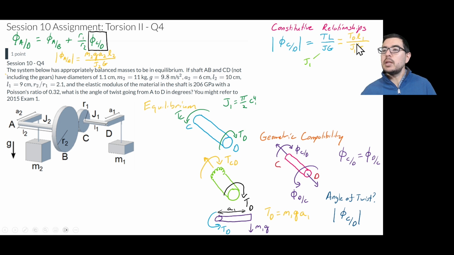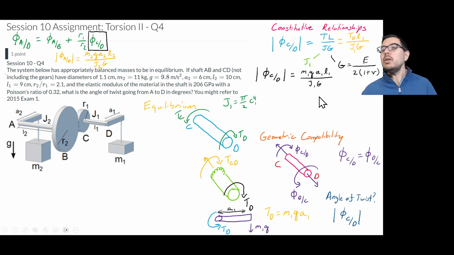We can write out that the L that we're interested in is just this lowercase L1, which is 9 centimeters. And the G is going to be this constitutive relationship which we described in class of E over quantity 2 times 1 plus nu. This is the shear modulus. So we have our phi CD here, M1G A1 L1 over J1G, just by plugging in M1G A1 here, and then we have L1 and J1 and G.